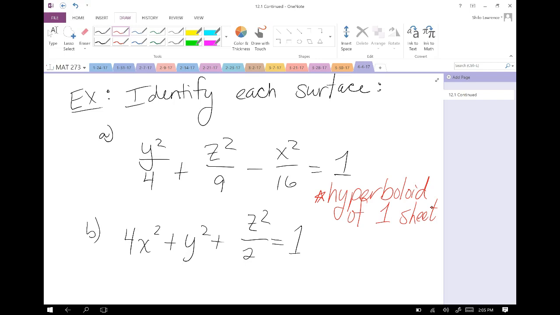4x squared plus y squared plus z squared over 2 equals 1. They're all squared, it's all addition, and it's equal to 1. Don't really worry about the coefficients. Those aren't going to matter. This one's an ellipsoid. Ellipsoid is the only one where they're all squared, all added together, equal to 1. All of the traces are going to be ellipses.